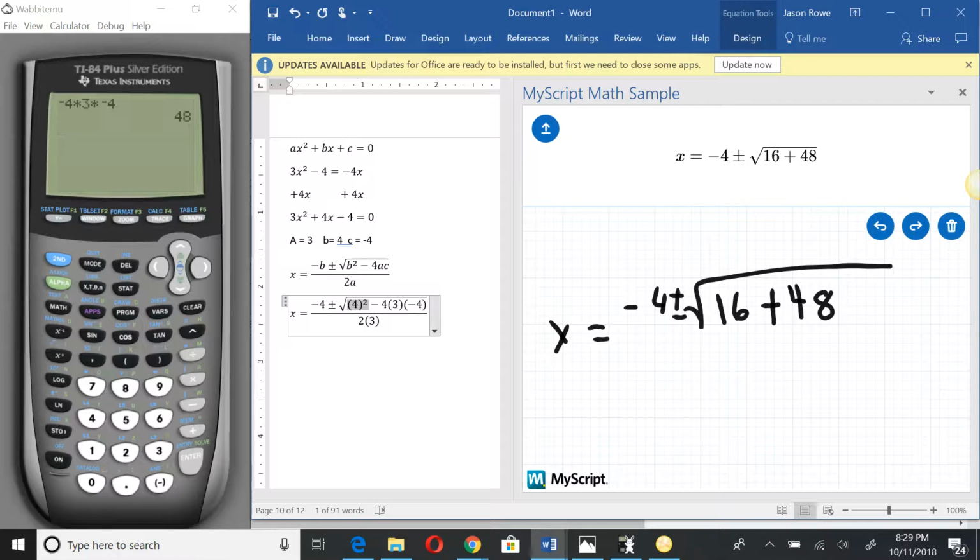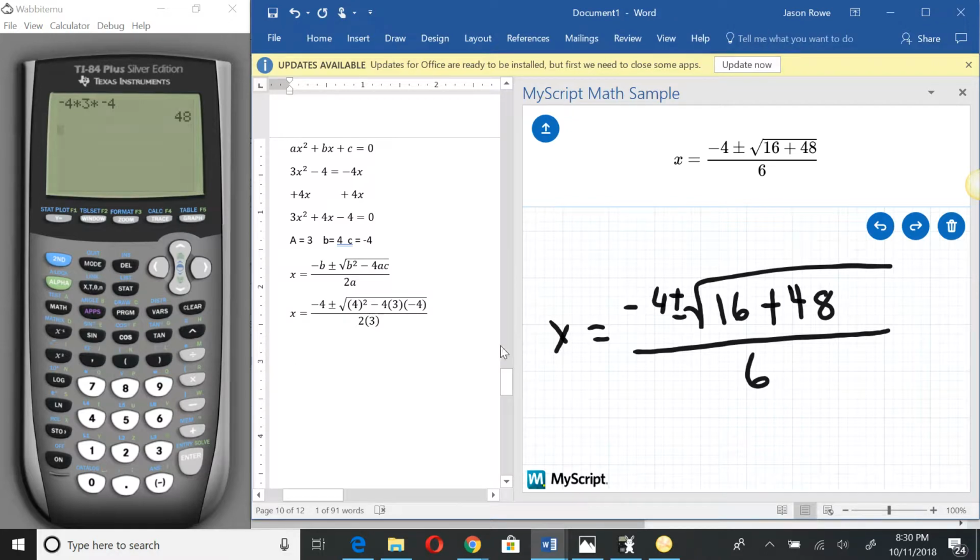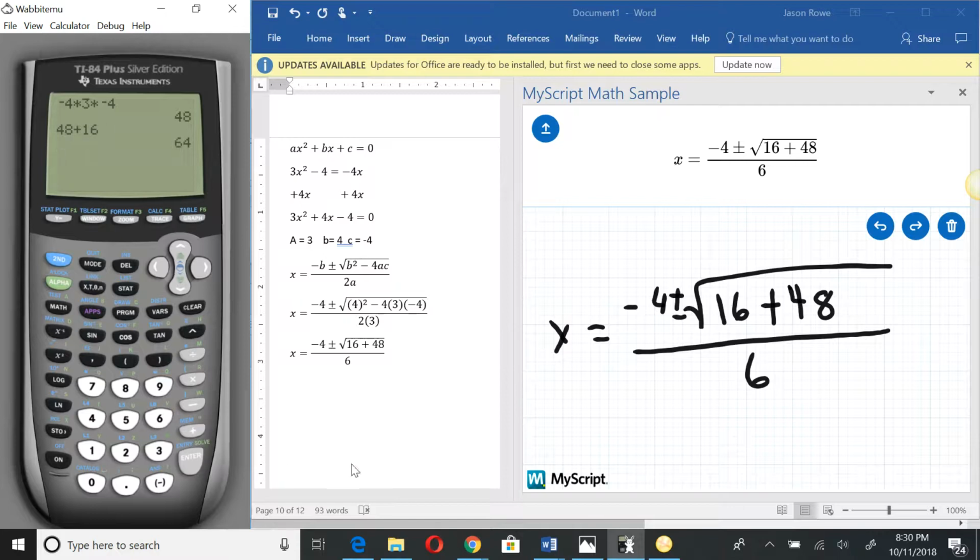I forgot my plus or minus sign there. All divided by 2 times A, 2 times 3 is 6. We can go ahead and do that. It won't hurt anything to go ahead and do that. So in the radical, we got 16 plus 48. So 48 plus 16 is 64.